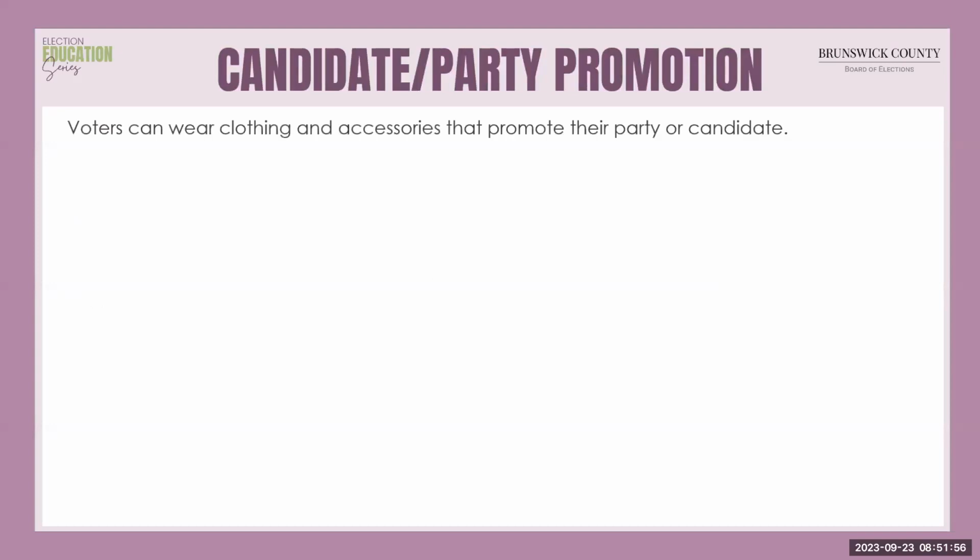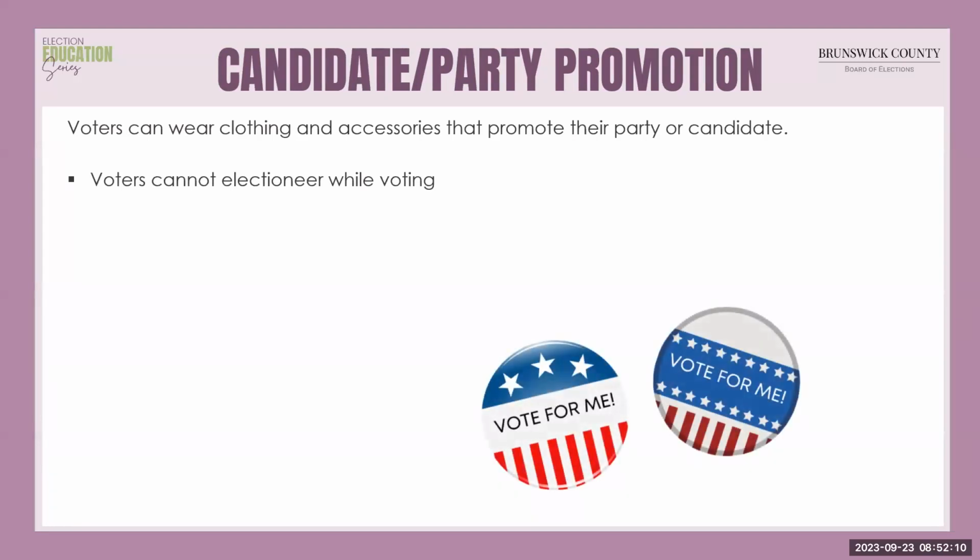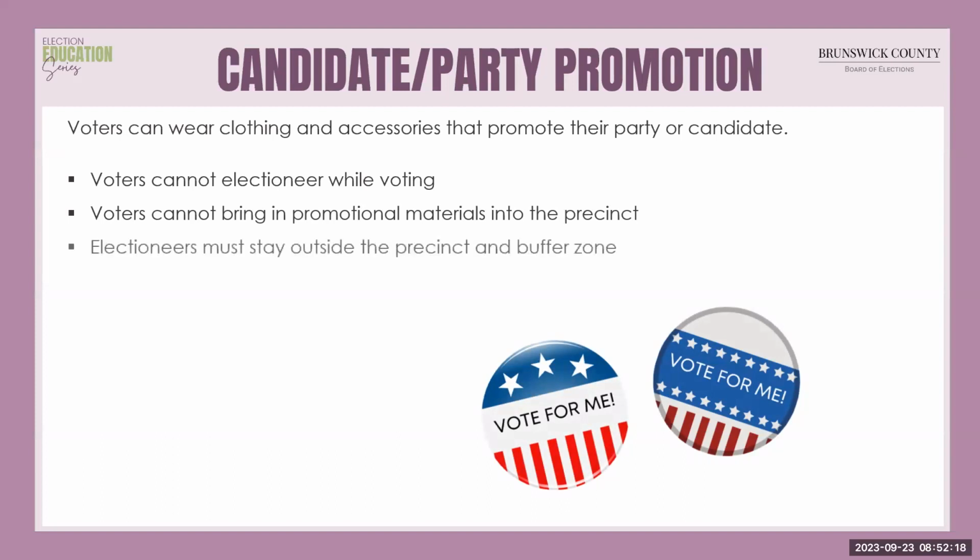Now, voters are permitted to wear party and candidate promotional clothing and accessories when they're in the process of voting. Voters are not permitted to electioneer while voting or provide promotional materials to other voters in the voting enclosure, even if they themselves are in the process of voting. Electioneers are required to stay outside of the voting enclosure, which includes a buffer zone outside the precinct. The buffer zone extends to curbside voters, which means electioneers should not approach cars that are parked in curbside spots.